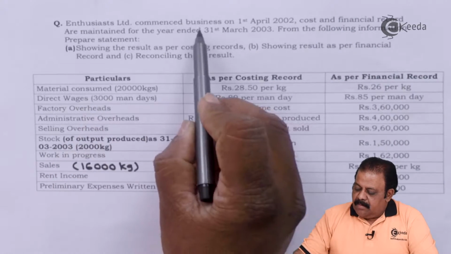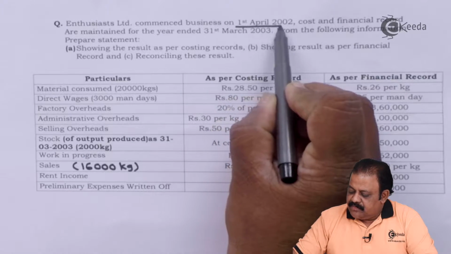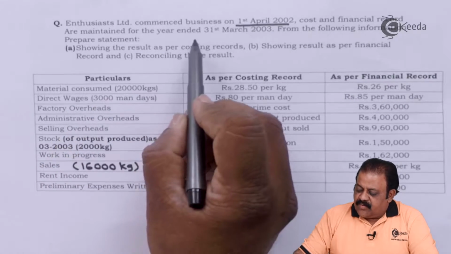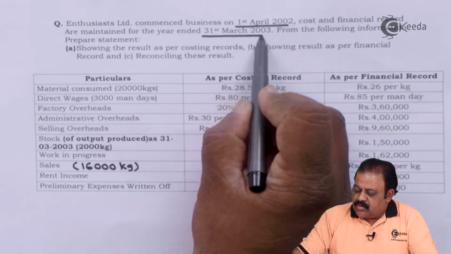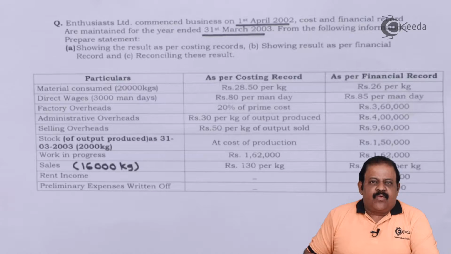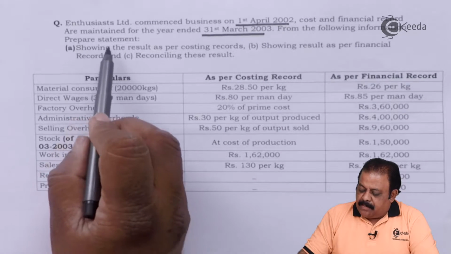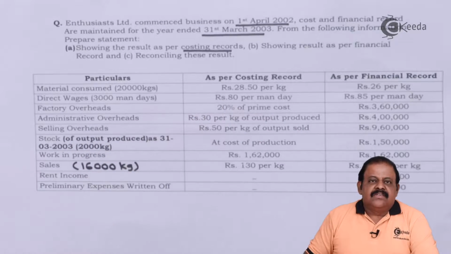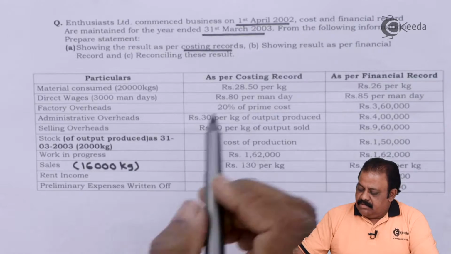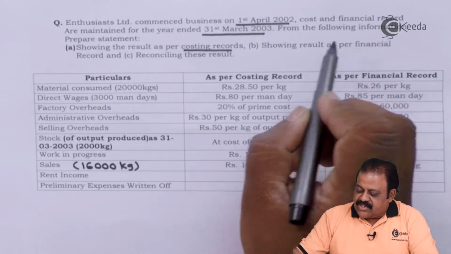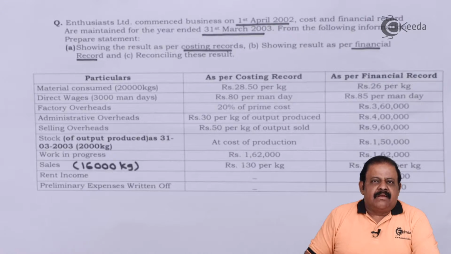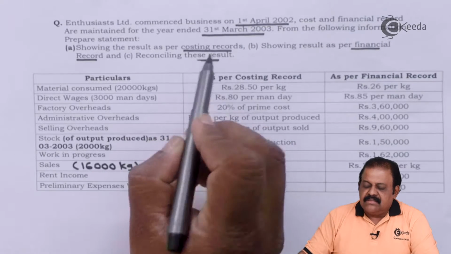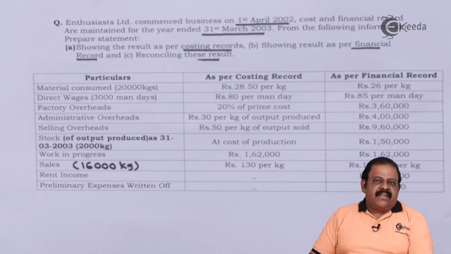Enthusiast Limited commenced business on 1st April 2002. Cost and financial records are maintained for the year ended 31st March 2003. That is, details are given for 1 year. From the following information, prepare statement showing the result as per costing records. That means we are required to prepare a cost sheet. Showing result as per financial record. That means we are required to prepare income statement, profit and loss account. Reconcile these results. That means we are required to prepare profit reconciliation statement.